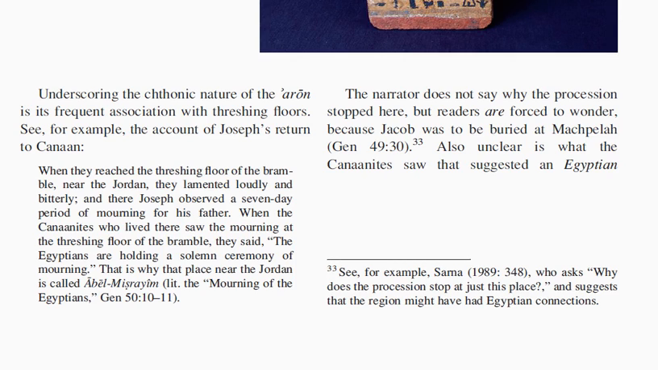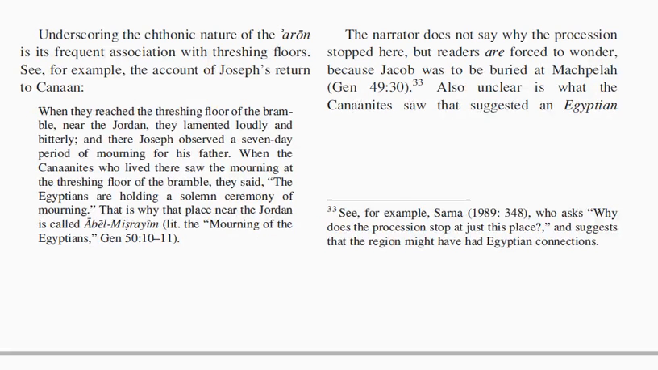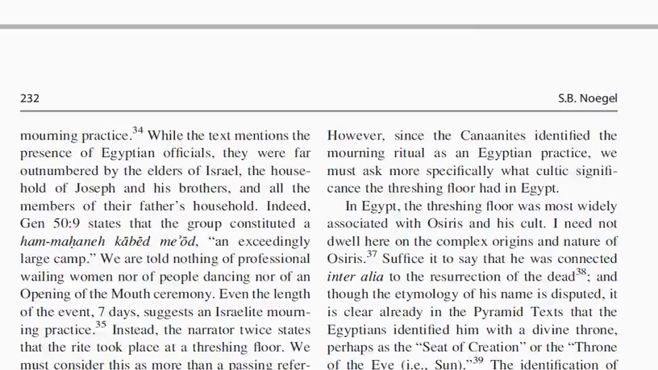The narrator does not say why the procession stopped here, but readers are forced to wonder, because Jacob was to be buried at Machpelah, Genesis chapter 49 verse 30. Footnote: see, for example, Sarna 1989, page 348, who asks, why does the procession stop at just this place, and suggests that the region might have had Egyptian connections. End of footnote. Also unclear is what the Canaanites saw that suggested an Egyptian mourning practice.